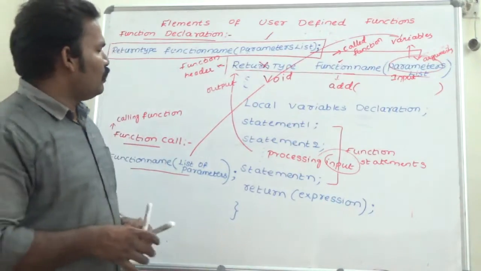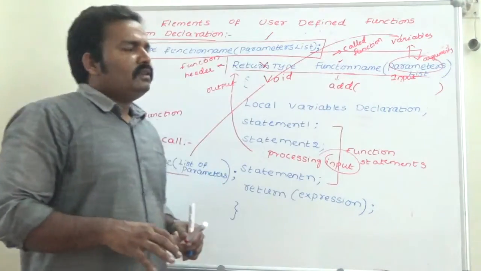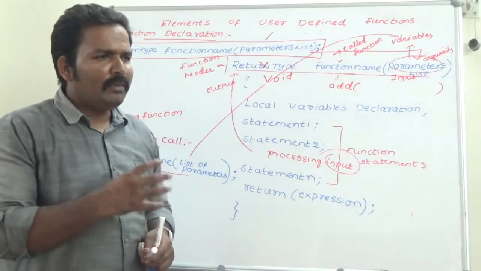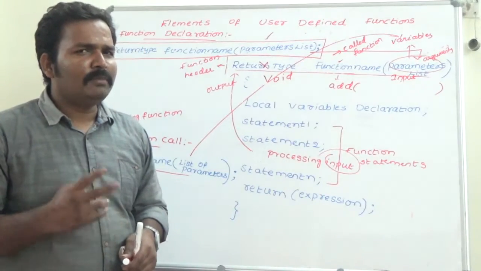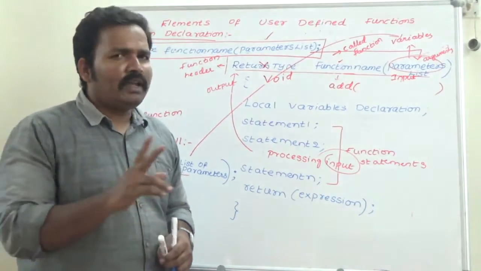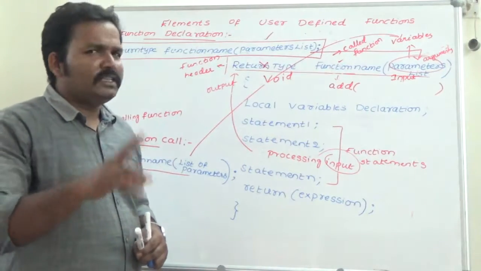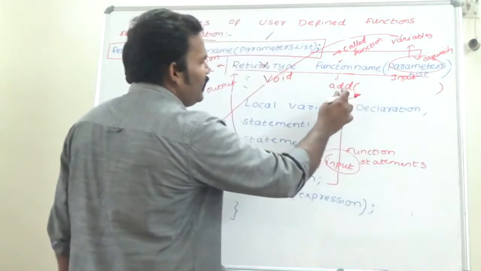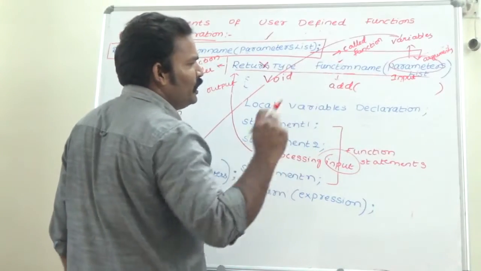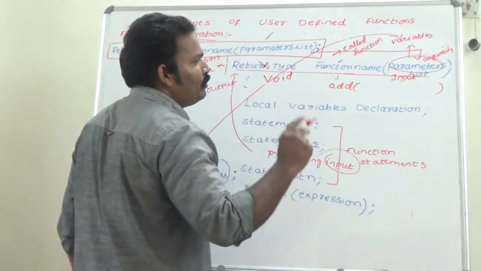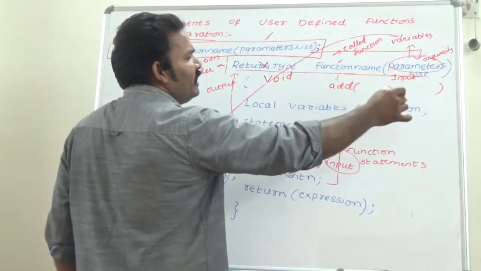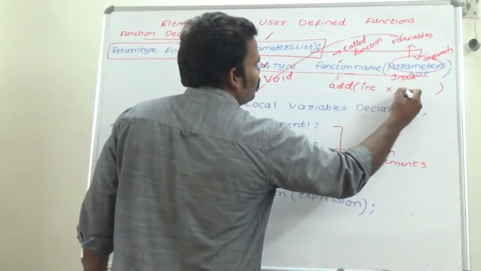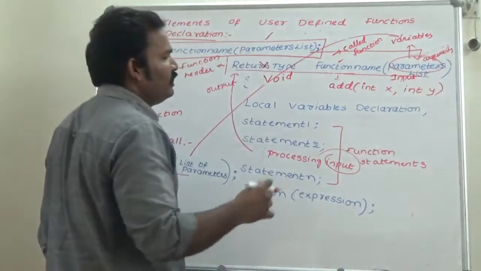Now I want to create one function add. To perform addition operation, how many input values do we need to pass? Minimum 2 values. Then only it is possible to perform addition operation. So to store 2 input values, how many parameters are required here? 2 parameters. One is x, comma y.